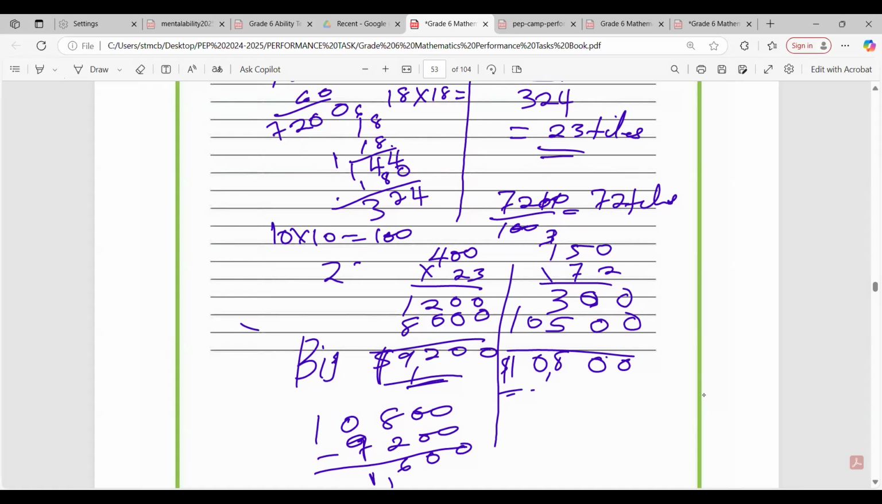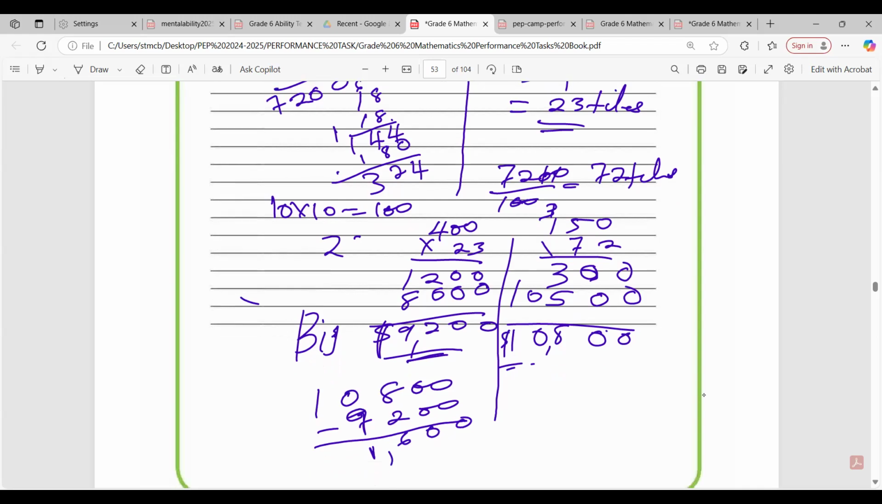For which one? The 150 times 72? That's where the error is? Correct. 8 and 2, it's not right there neither. No, it's right, man. Someone was saying there's an error, but it's actually right. It's correct.